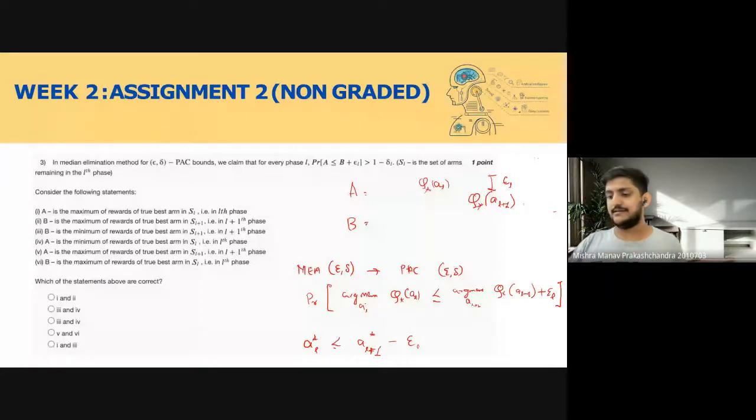So here, A is nothing but the maximum of the rewards of the true best arm in the Lth phase, and B is the maximum reward of the true best arm in the L plus 1th stage. This is the correct definition for A and B. So my answer should be option 1.